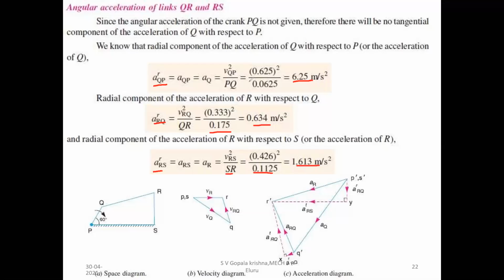Now set up the scale before starting the acceleration diagram. What value is convenient to draw here? 1 meter per second squared equals 1 centimeter. Why? Because the bigger one is 6 and the lower one is 0.6, so it is convenient to draw. So that's why we consider 1 meter per second squared equals 1 centimeter.